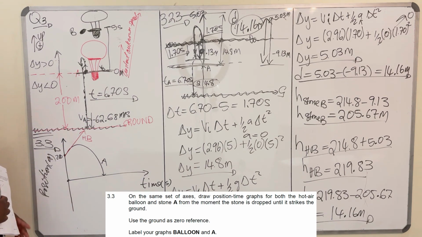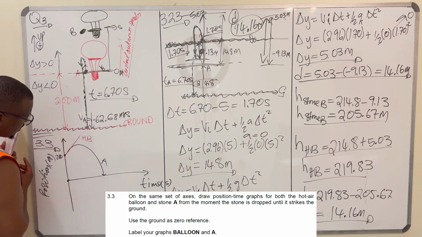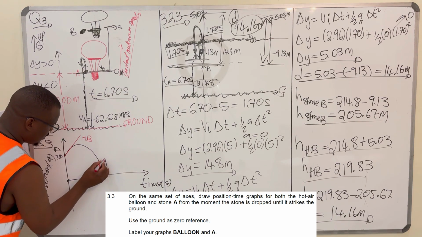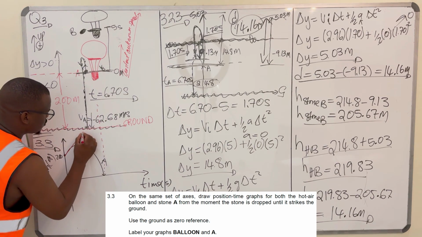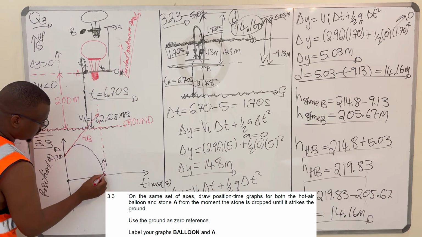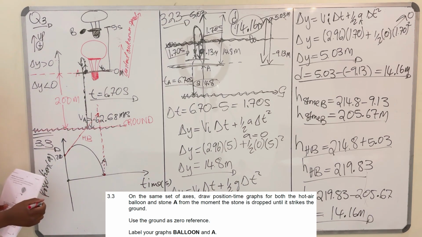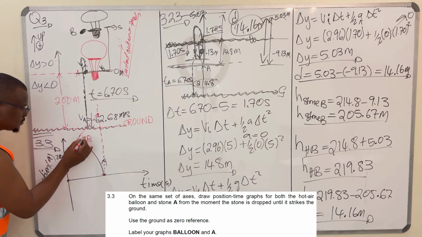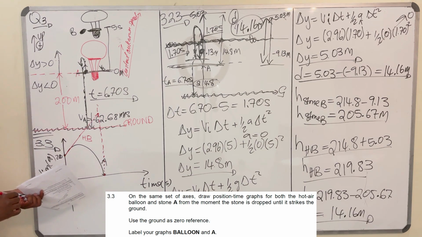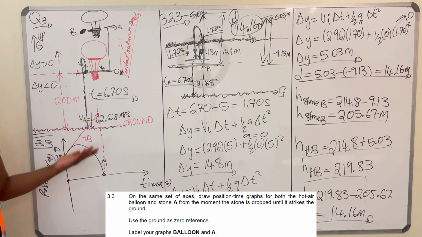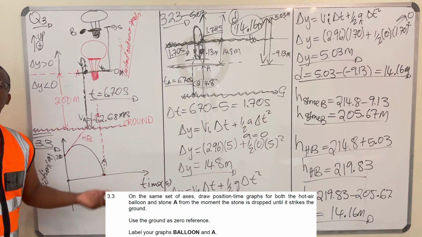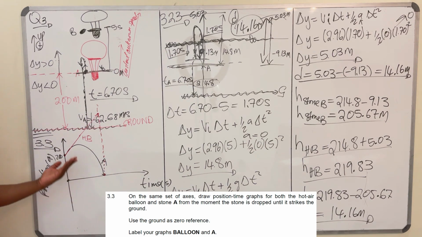But I think I need to be more careful and say, because the ball strikes the ground there, you should extend this up until it hits that line, because this is where the ball hits the ground. So they should be stopping at the same time. So the hot air balloon will have this shape because the height was increasing at the same rate the whole time. So this is how it looks. This is your hot air balloon and this is your stone. And we should be done.